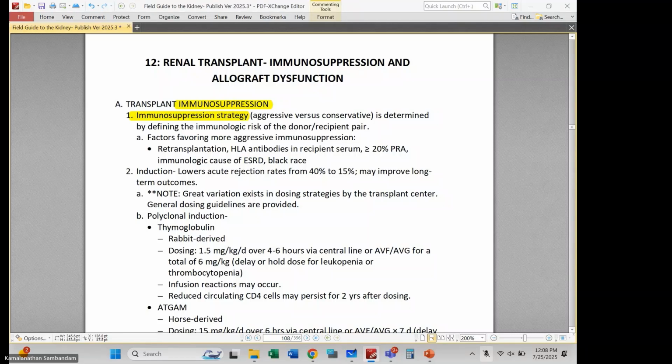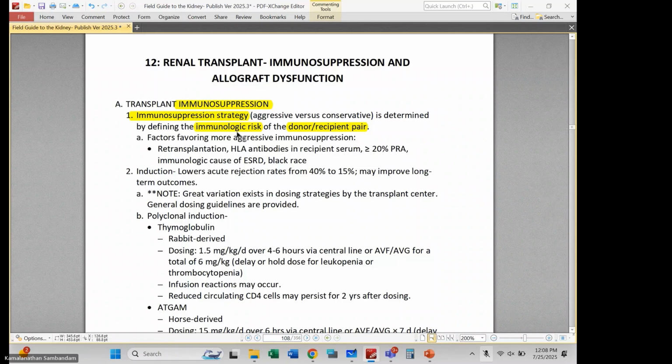When we think about immunosuppression, that is determined in, let's say, a somewhat holistic approach. You try to make an early decision about what is the immunologic risk of this donor and recipient pair, and then design an immunologic strategy driven by that principle.